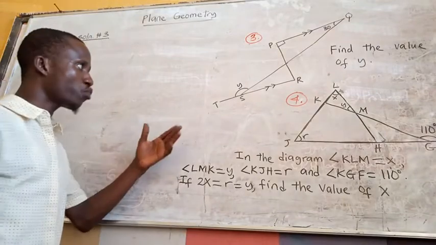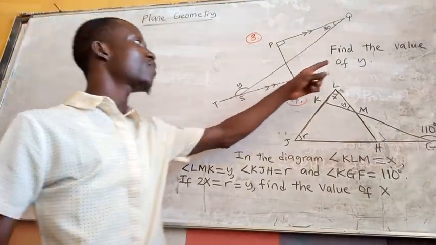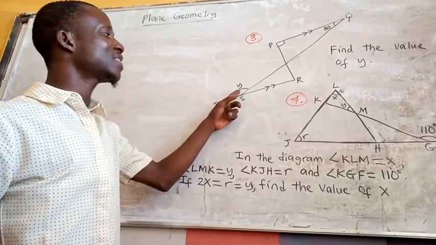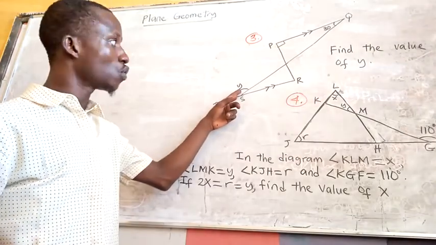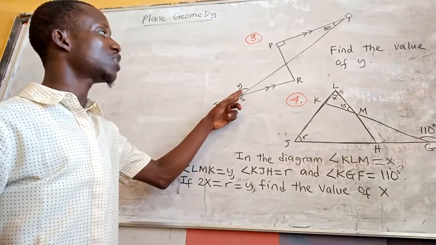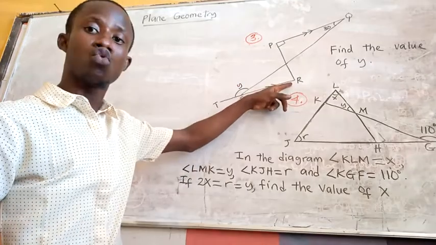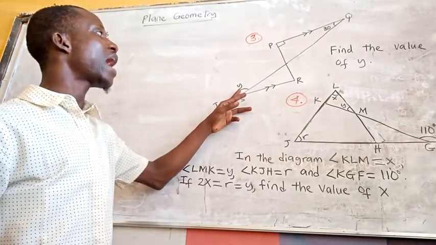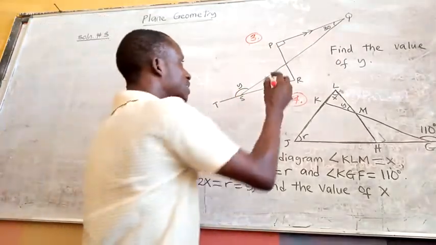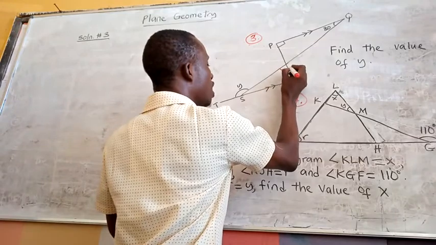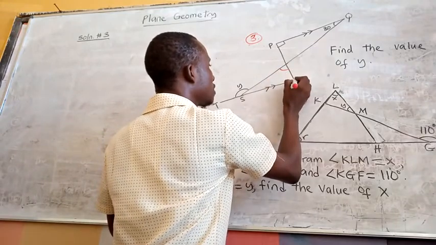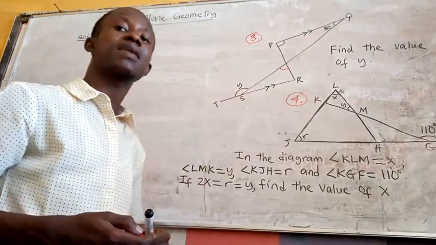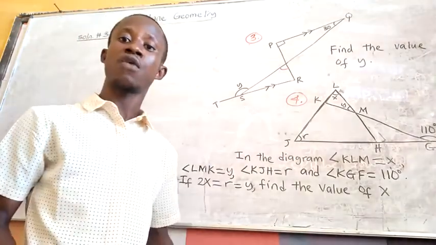Now for question 3, we are asked to find the value of y. We can clearly see that y is an exterior angle. So we know that the exterior angle is equal to the sum of the two remote interior angles. So before we find the value of y, we need to find the angle at this point, and we also need to find the angle at this point, at point R. If we find the two angles, then we have made life extremely easier for us.